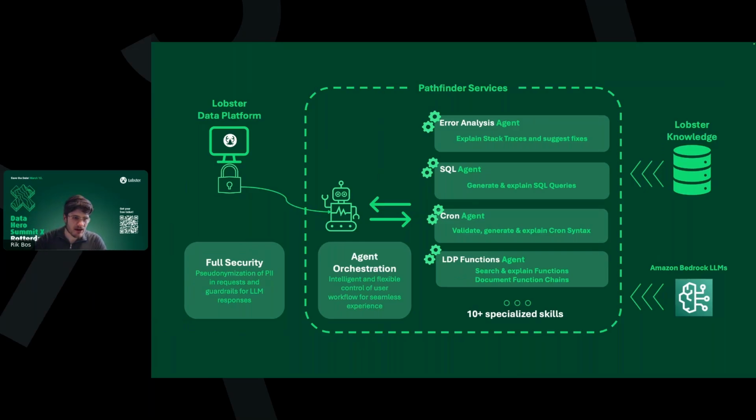Then basically it hits our layer of agent orchestration, because we want to know exactly what is the request, what do we need for this, and then we have all kinds of different agents that we can ask to help us out here. And Marco mentioned already a bunch of them, like the error analysis agent, the SQL agent to help you use SQL query, the cron agent, the ones you just saw, but also the one that has the functions. So we can explain functions, we can document function chains, we can search them. And of course, we have way more specialized skills. And in the upcoming months, we'll be adding additional agents. So we basically give Pathfinder additional LDP skills to make sure it can do all those amazing things for you.